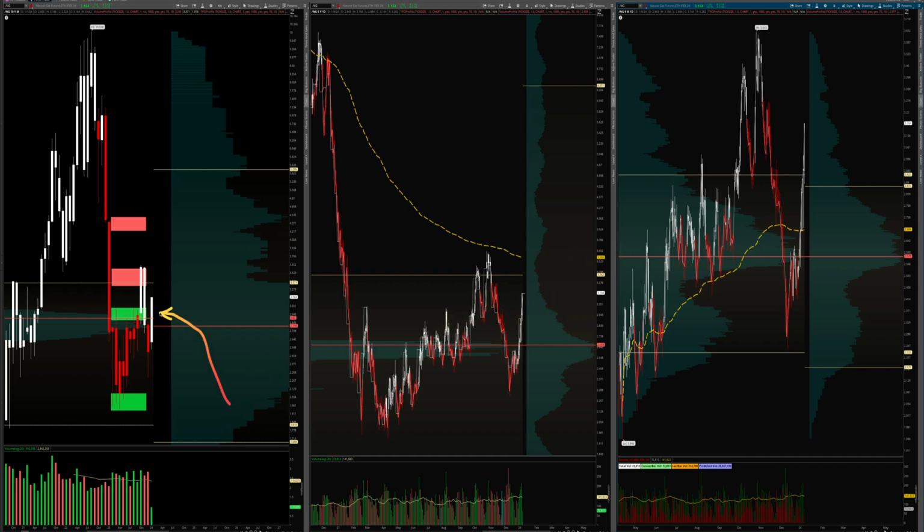Look at the monthly chart here. Nice big bullish candle. As you can see on the weekly, looking very good. Value area high up here of 336. Same thing here. This is the 10-year, and this is a 5-year.